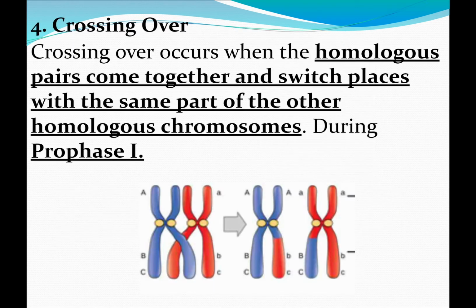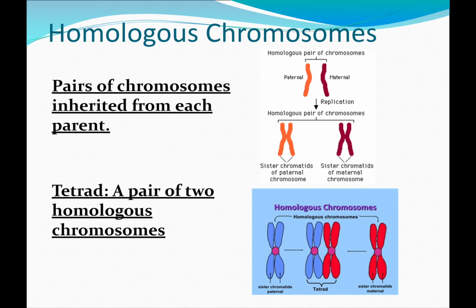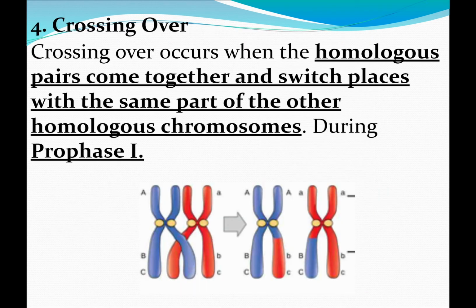Moving forward. Now, how do your sperms and eggs get different DNA from each other if they're both coming from one parent? Here's how. Each sperm can become different because they have something called crossing over. This occurs when homologous chromosomes or homologous pairs come together and switch places with the same part of the other homologous chromosome. Prophase 1, circle that term, prophase 1. You need to know that crossing over occurs there.